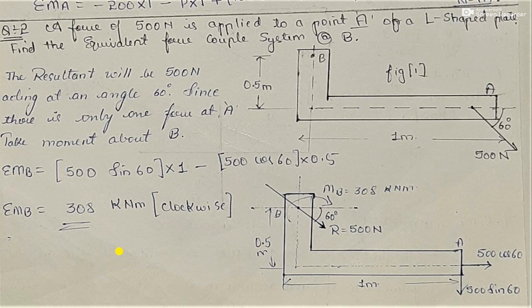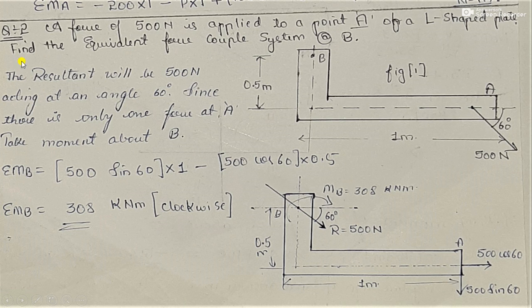So here we are with the second problem of the coplanar force system. A force of 500 Newton is applied to a point A of an L-shaped plate. Okay, this is the L-shaped plate. Find the equivalent force couple system at B. They are asking you to find the equivalent force couple system at B.